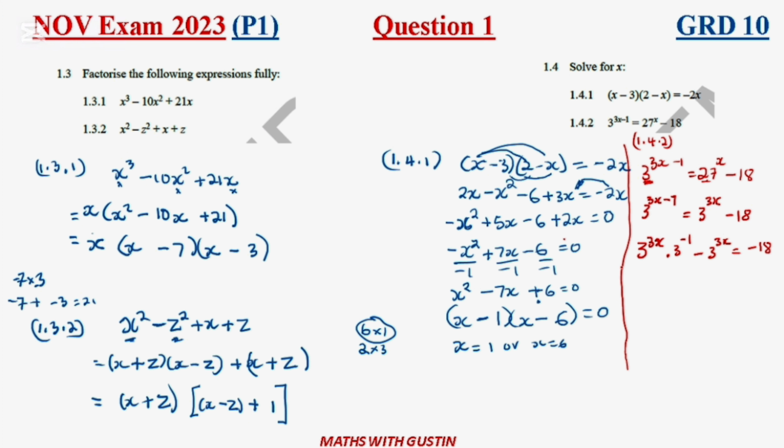Okay, great stuff. So now if you have a look at this, guys, you have got 3 to the power of 3x, and here you've got 3 to the power of 3x. What does that tell you? It tells you that we have got a common factor. Indeed, we're going to take out this common factor 3 to the power of 3x. If we remove it, what are we left with? We're left with 3 to the power of minus 1, and here if we remove 3 to the power of 3x, we're left with negative 1, close bracket, is equal to negative 18. Great. So now listen very carefully.